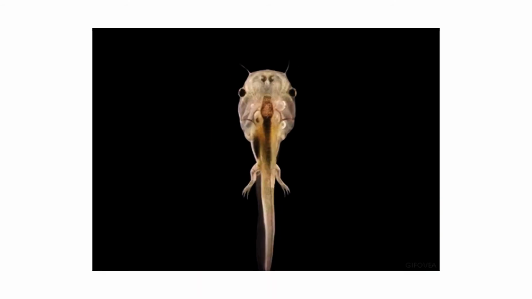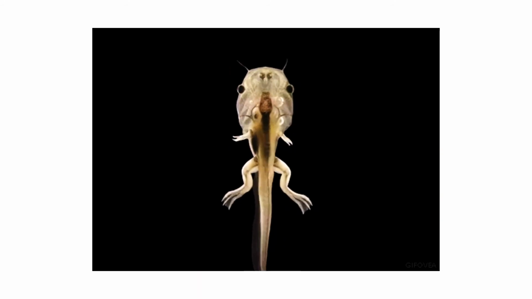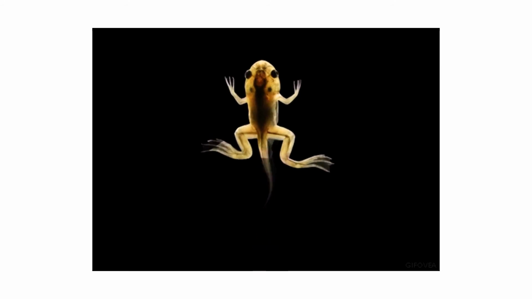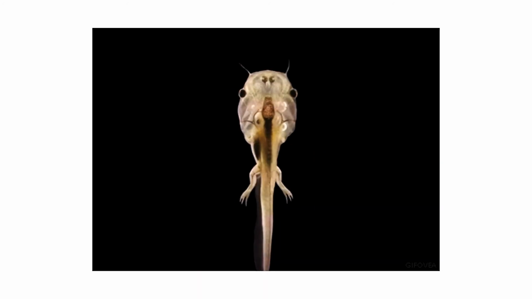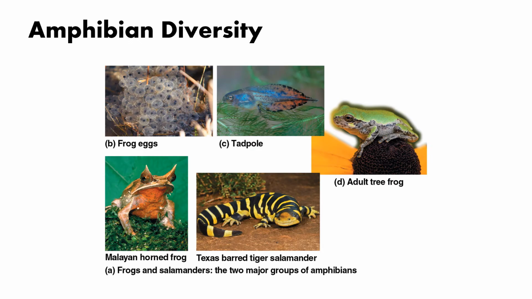As you can see, we start off with something that does not have limbs, and then finally we get to a full-grown frog with its 4 limbs that allow it to be on land. So here's a little bit of amphibian diversity. We have a picture of frog eggs, and then a tadpole. We then have a couple different groups: an adult tree frog, a Malayan horned frog, and a Texas barred tiger salamander. All of these contribute to our amphibian diversity.